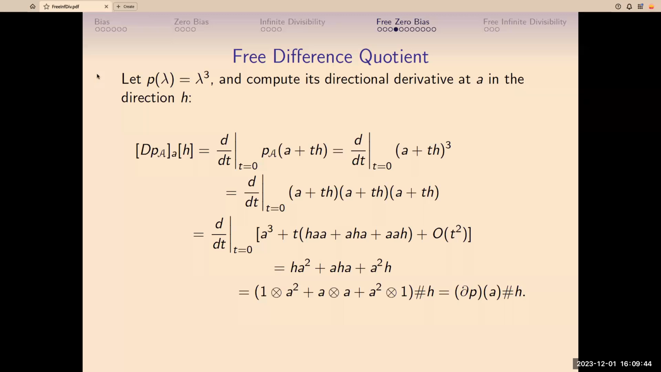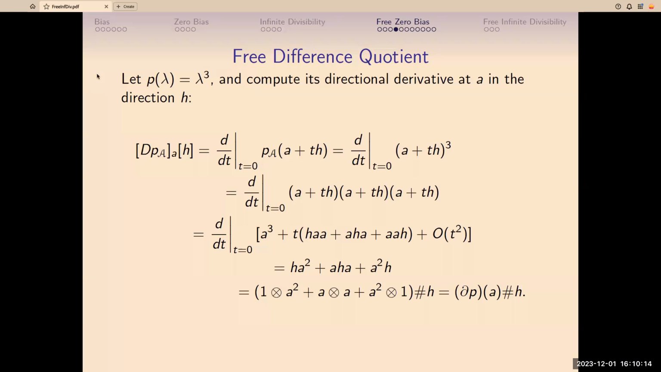The interesting term, which is of order T, is this one, and then there are terms of smaller order. Then you take the derivative as T goes to 0, and you get this form as the derivative. This is this non-commutative derivative. And then you can write this out in this kind of funny way, like this, and this hash means put the H in the middle and multiply all these things together.